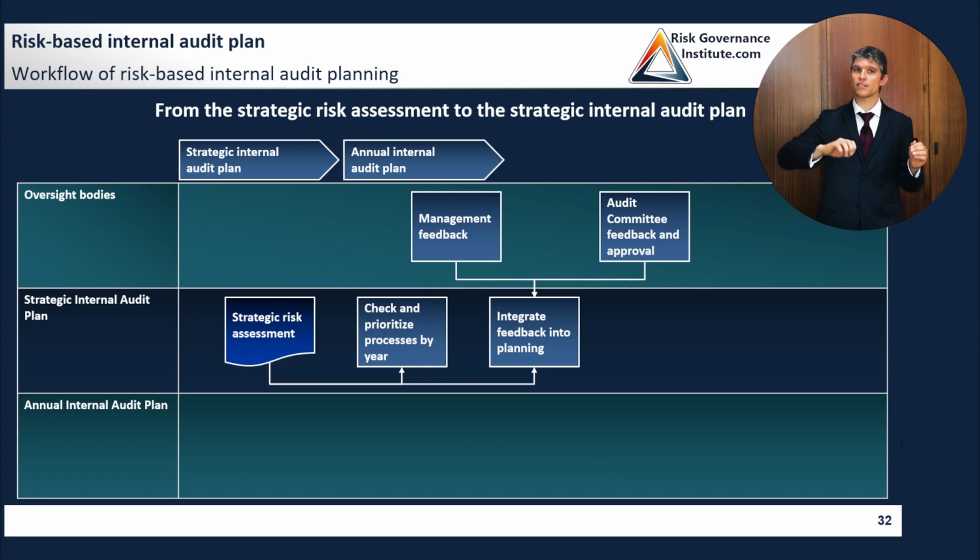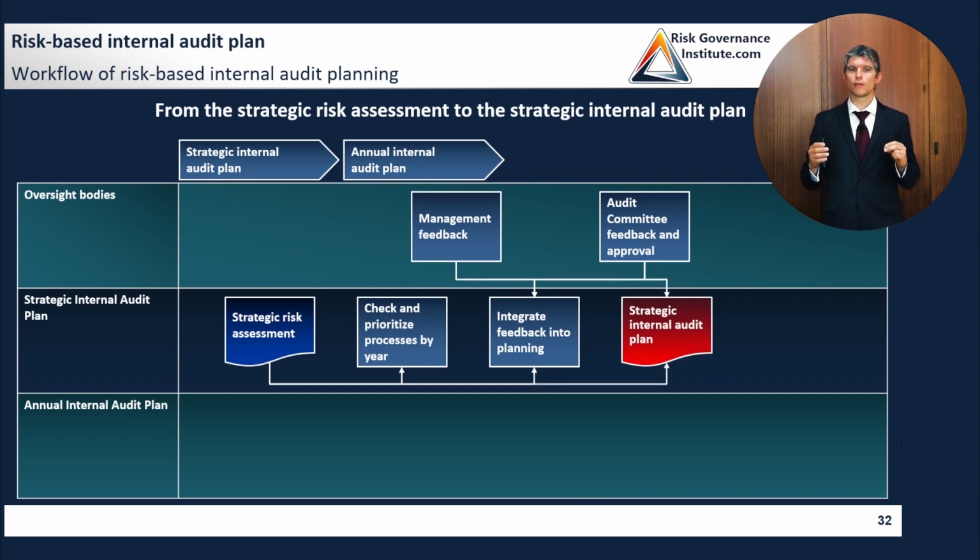I try to get their feedback. So feedback from the CFO, first feedback from the chief information officer, feedback finally all the way to the CEO, and finally the approval and feedback from the audit committee board. So you would integrate feedback into your planning loop. And finally, from your strategic risk assessment, from prioritizing risks by year, by integrating feedback into the planning, you come up with a strategic internal audit plan.